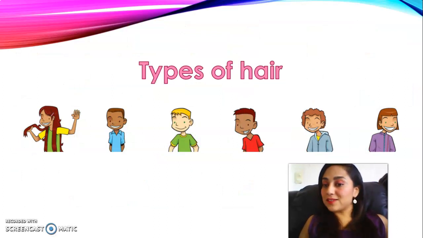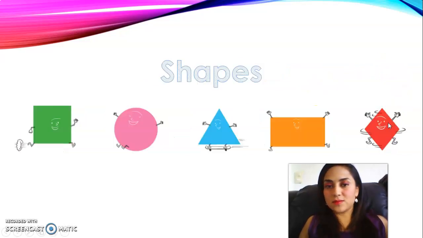Now let's practice the types of hair. So, repeat. Long, short, blonde, brown, curly, straight. Now let's practice the shapes. Square, circle, triangle, rectangle, diamond.